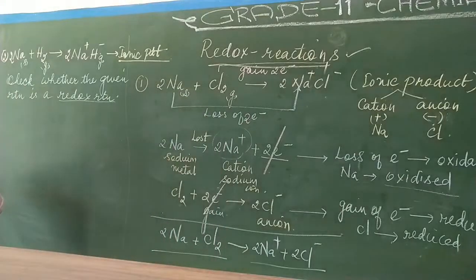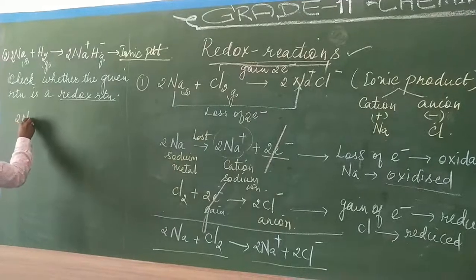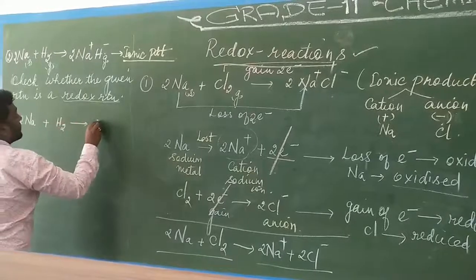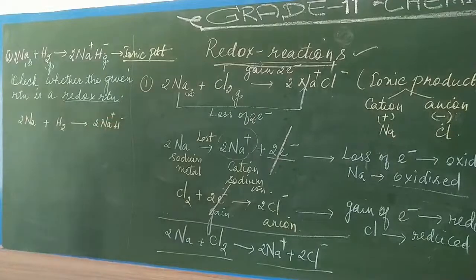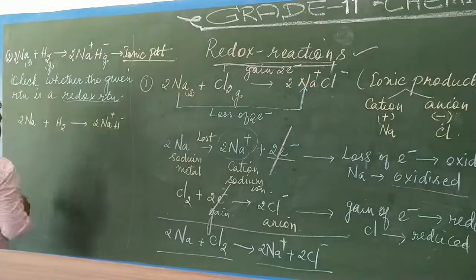Now you see the reaction. Once again, we write down the reaction, that is 2Na + H2 becomes 2NaH, sodium hydride. This is sodium hydride, this is sodium, this is hydrogen, so it forms sodium hydride.